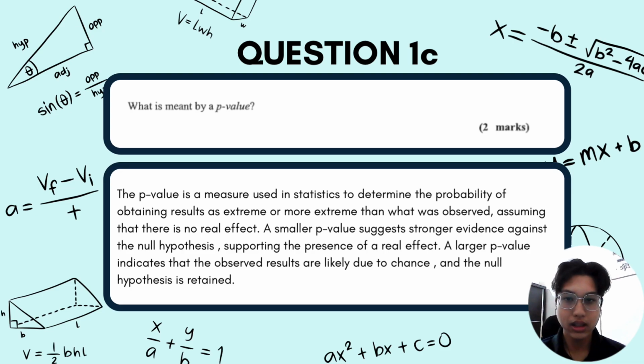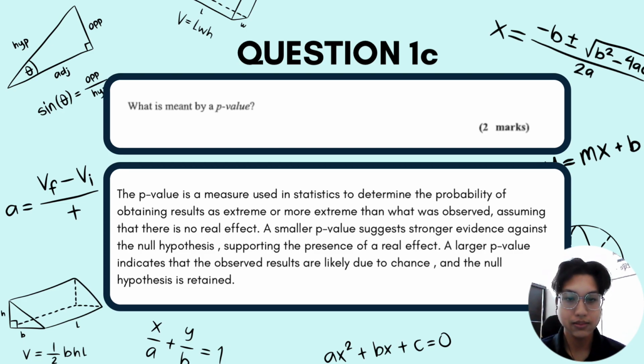For question 1c, what is meant by a p-value? 2 marks. The p-value is a measure used in statistics to determine the probability of obtaining a result as extreme or more extreme than what was observed, assuming that there is no real effect. A smaller p-value suggests stronger evidence against the null hypothesis, supporting the presence of a real effect. A large p-value indicates that the observed results are likely due to chance, and the null hypothesis is retained.